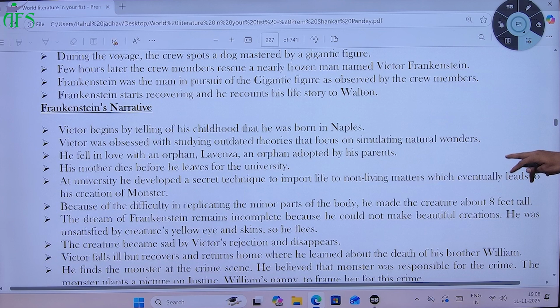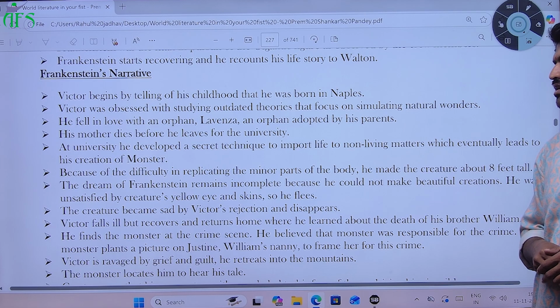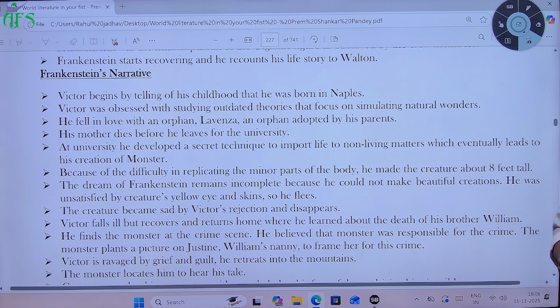Now, Frankenstein's narrative. Victor begins by telling of his childhood; he was born in Naples. Victor was obsessed with studying outdated theories that focus on simulating natural wonders. He fell in love with Elizabeth Lavenza, an orphan adopted by his parents. His mother dies before he leaves for the university.